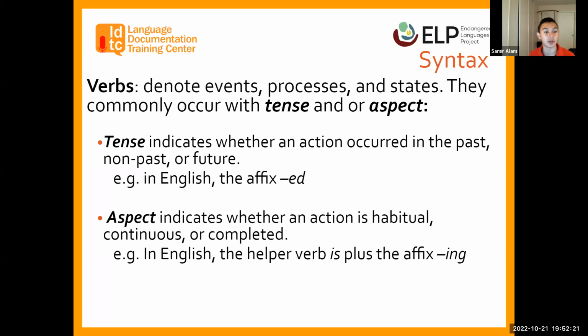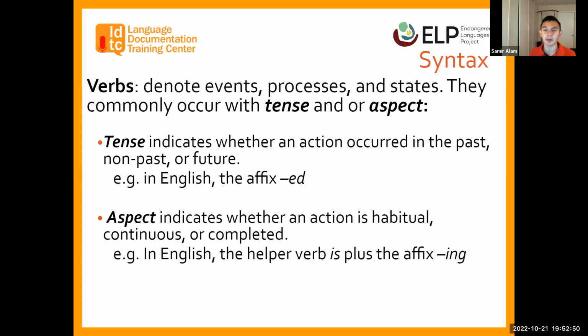Tense indicates whether an action occurred in the past, present, or future, or non-past. For example, if I say I walk to the store, he walks to the store, those are in the present tense. I'm talking about them as they're happening habitually. I can also say I walked to the store, he walked to the store. That ed suffix at the end indicates that something happened before the time that I'm talking.